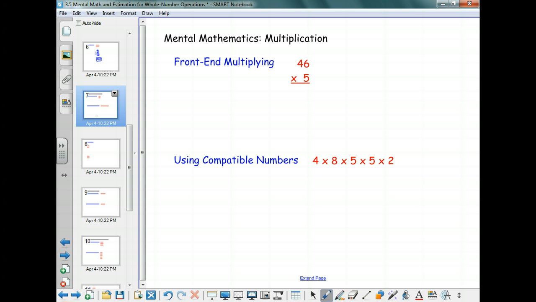What front end multiplication does is actually multiply, what do you suppose first? The 4 and the 5, the front parts first. So what I'm actually going to do is multiply the 4, but the 4 is really 40, and you all recognize that, right? We've worked with this idea before. So we're going to multiply 4 times 5, and we're going to get what? 200. And then we're going to multiply the 6 times 5, and we're going to get 30.